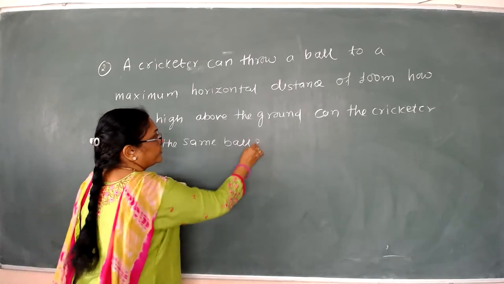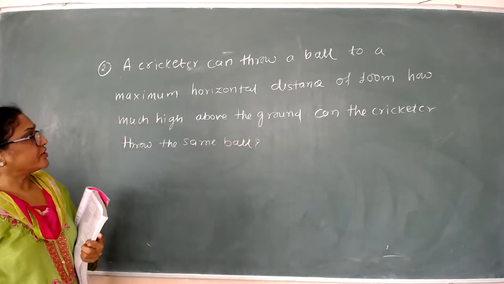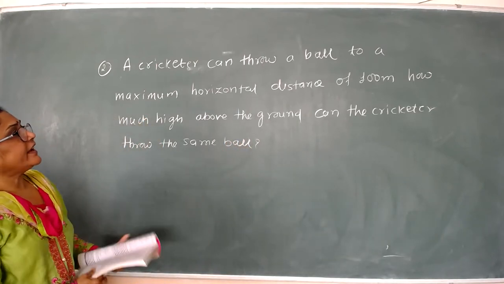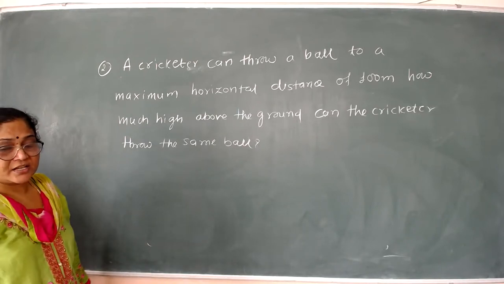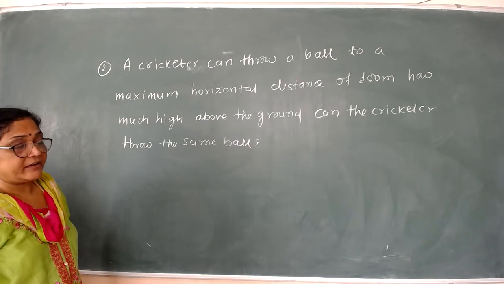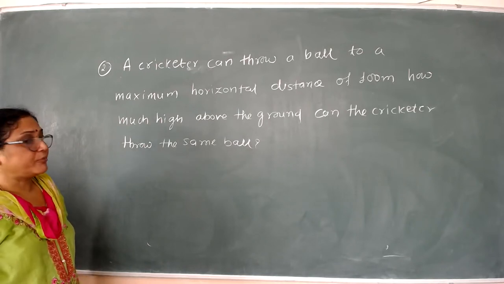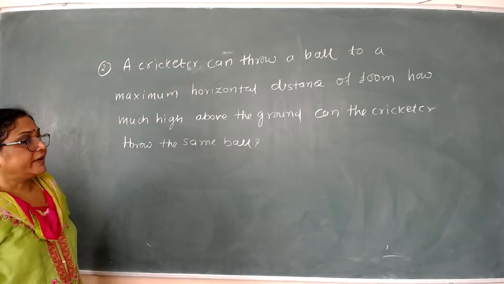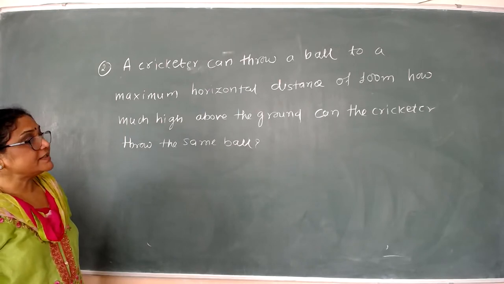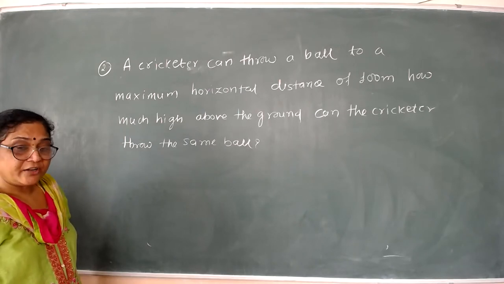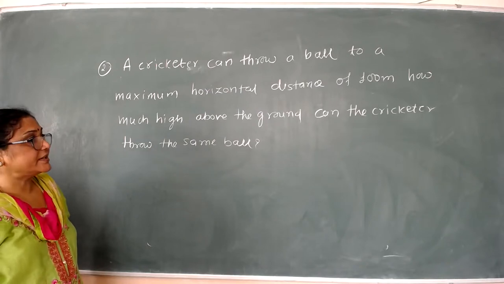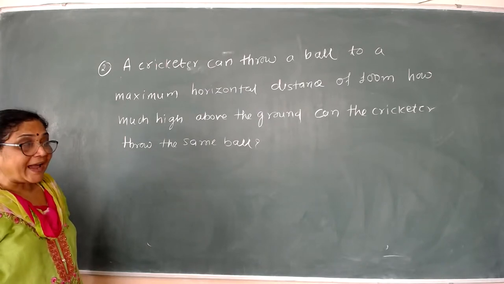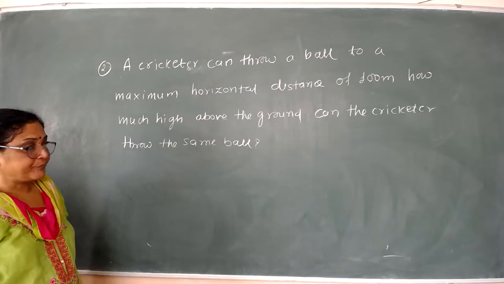So see, first read the question. A cricketer can throw the ball to a maximum horizontal distance. Means here the condition is that when the ball is thrown in the upward direction, it will cover a maximum distance, that is 100 meters. And we know that to cover a maximum distance in the horizontal direction, the angle of projection is important.